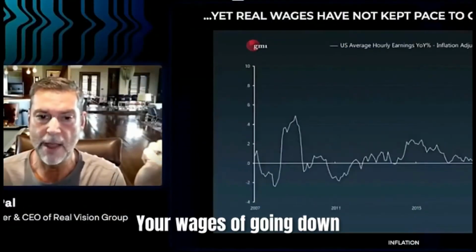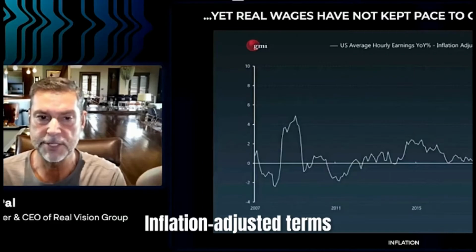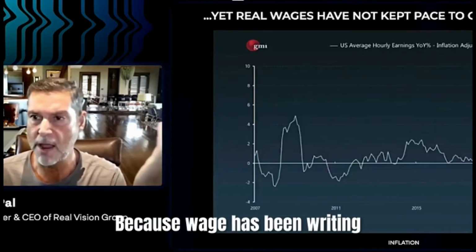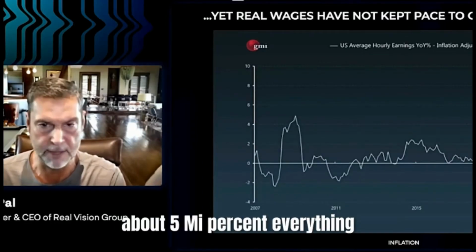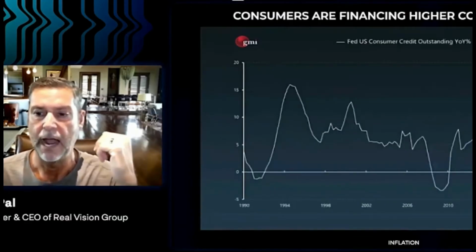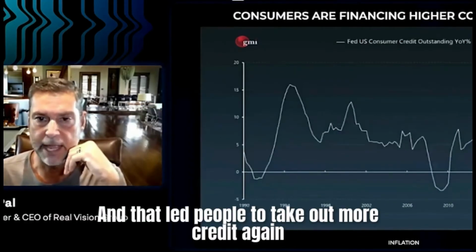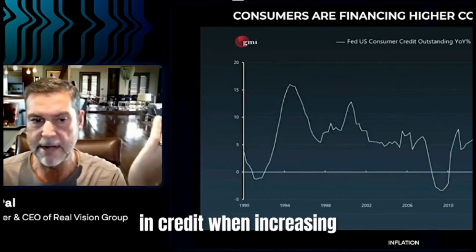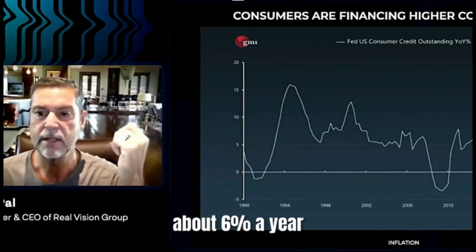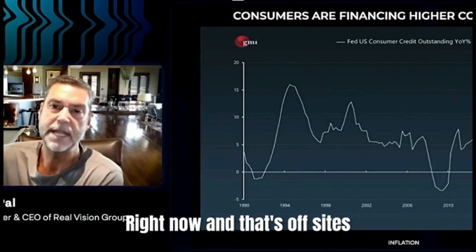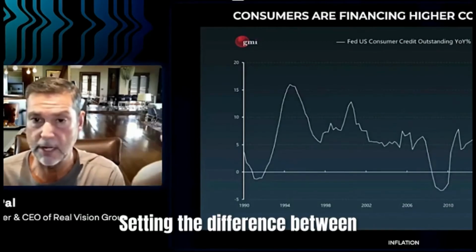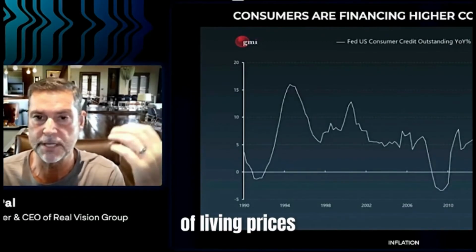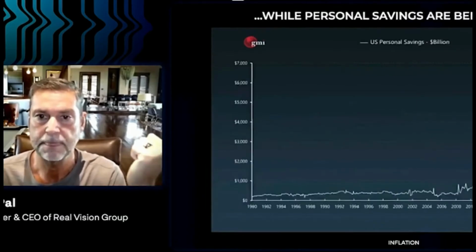And as I said, your wages have gone down in inflation-adjusted terms because wages have been rising at about 5.5%, but everything else is rising faster. And that led people to take out more credit again. So credit's been increasing about 6% a year right now, and that's offsetting the difference between commodity prices, cost of living prices, and incomes.